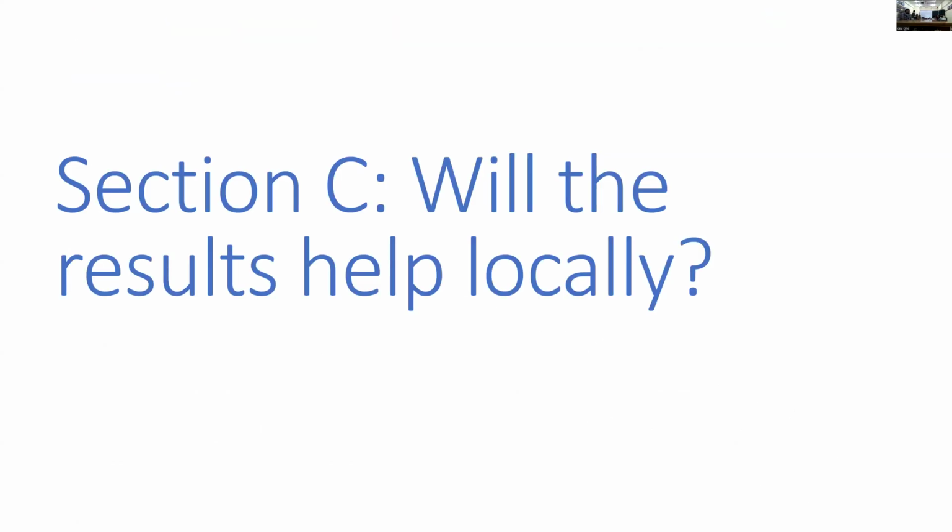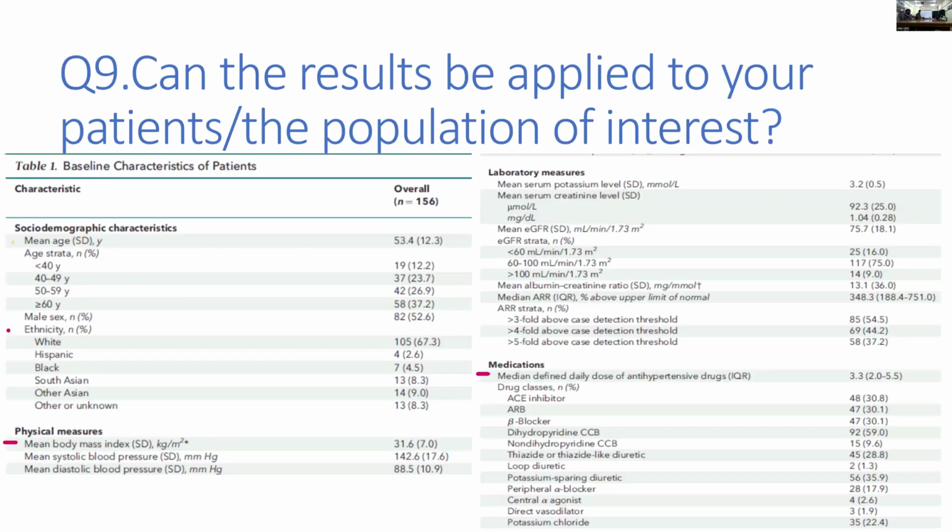Will these results help locally? Can the results be applied to our population of interest? So this is the overall picture. Age is probably the same, maybe a little less in our settings. Ethnicity is different. The BMI is a little more than what we see in our setting. But everything else seems to be the same.